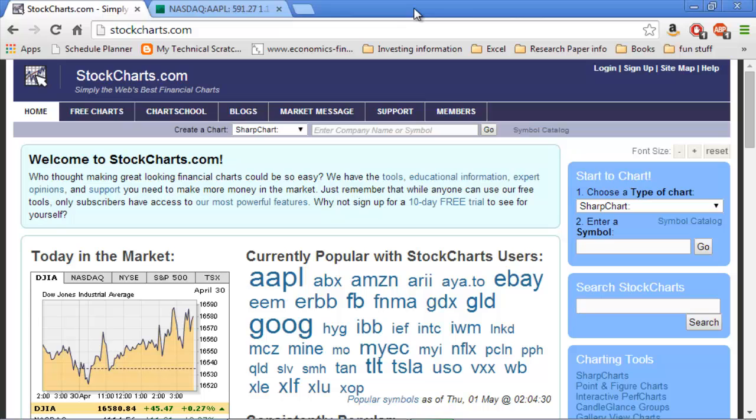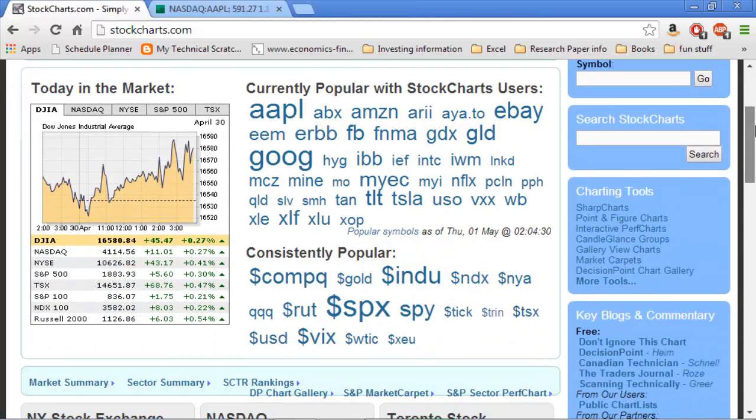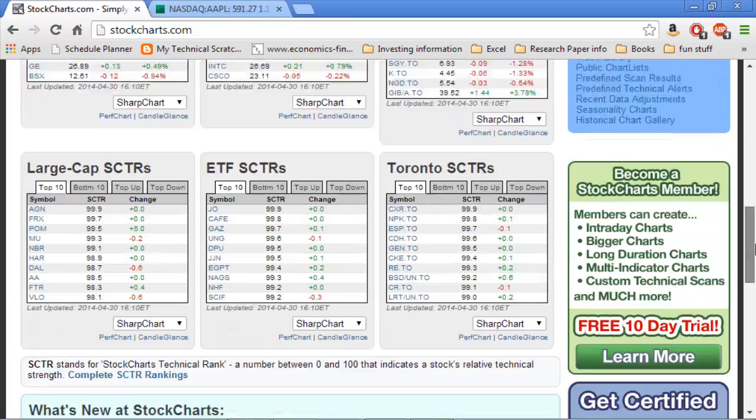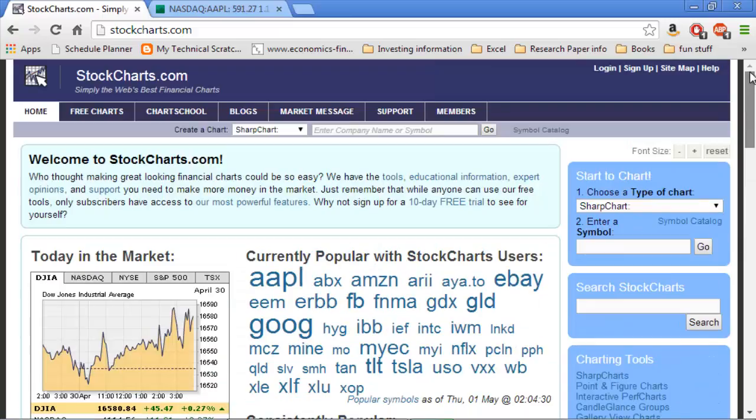Recommendation I have is stockcharts.com. It's a great website. They have a lot of information for beginners and more advanced people. If you are looking to trade anything, this is probably a great place to get started.